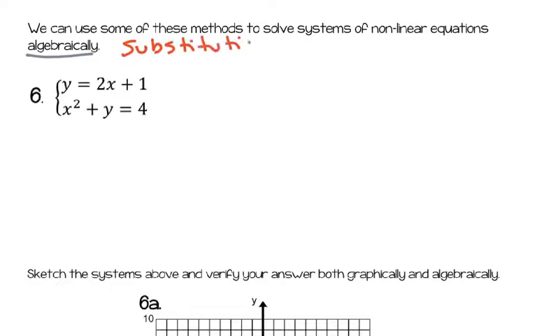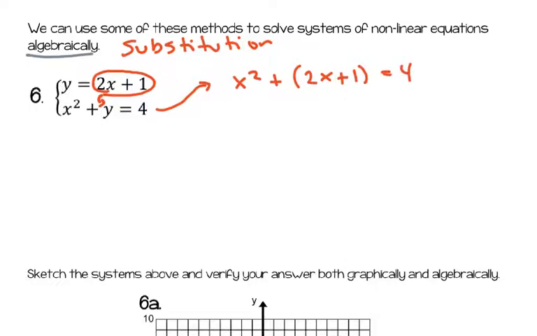Okay, so remember that with substitution, you have to have one of your equations say either x equals or y equals, solved for one of the variables. So if you look at your first equation, y is the same thing as 2x plus 1. That means that I could put 2x plus 1 right in that second equation for y. So I'm going to rewrite my second equation, x squared plus, instead of y, what y is equal to. And now I have an equation with only one variable, and I can solve that. So x squared plus 2x plus 1 equals 4.